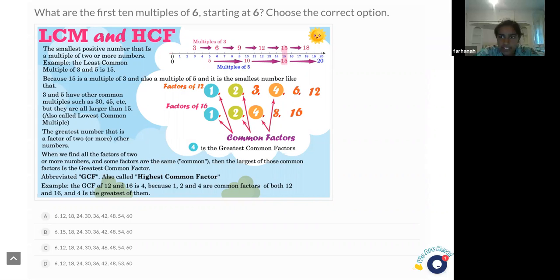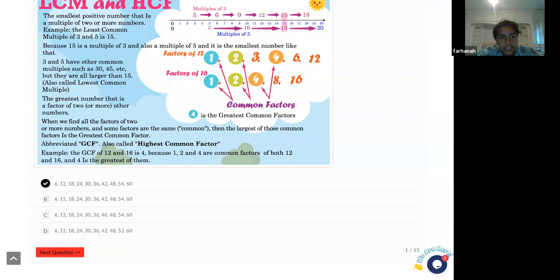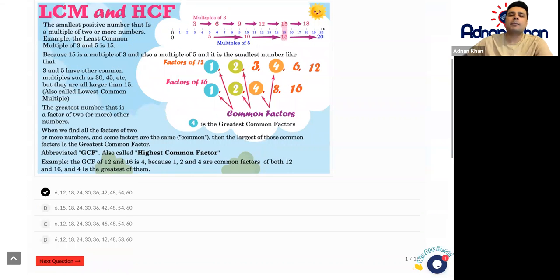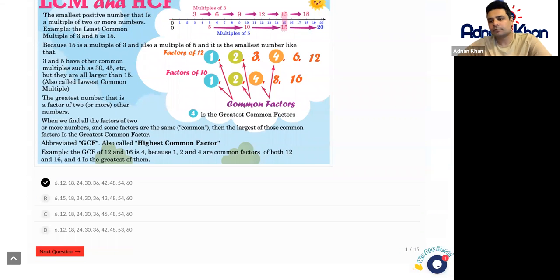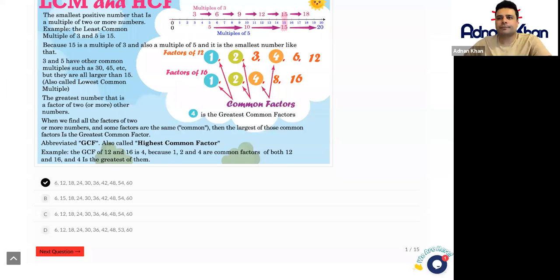I think it's A. And why do you think it's A? Because it's going in the 6 times table, the first 10 multiples of 6. That's right. And are multiples bigger numbers or smaller numbers? Bigger numbers. Well done. So 6, 12, 18, 24, 30, 36, 42, 48, 54, and 60 are all in the 6 times table. So yes, A is correct.